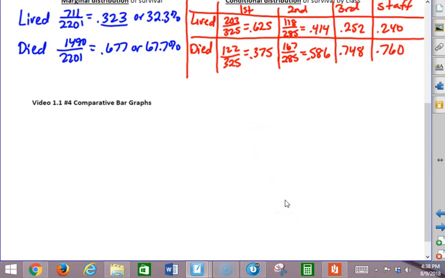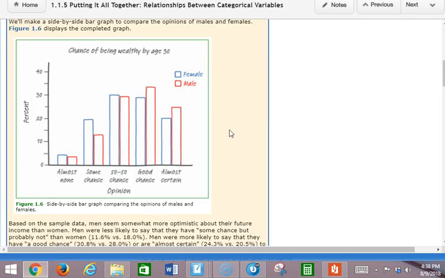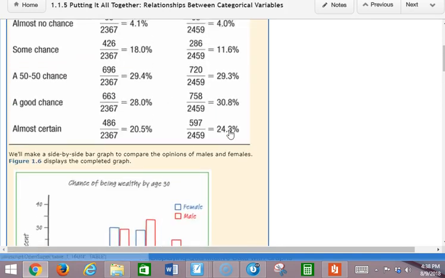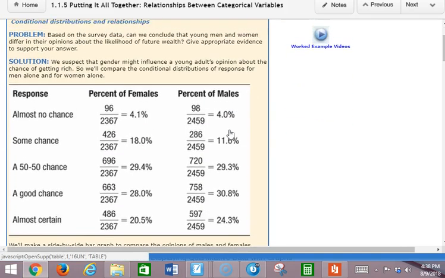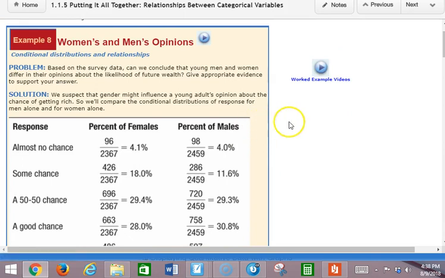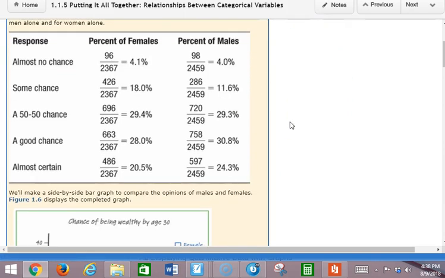It's often very helpful to use a comparative bar graph to show the association between two variables. I'm going to show you one example in the text, and actually two examples, but we're going to draw only one of them. In the text there was a problem on page 17 about men's and women's opinions about how likely they are to have future wealth. The two variables are gender, male and female, and the response to the question. And you can see that there are different percentages of women and men that have these different choices.